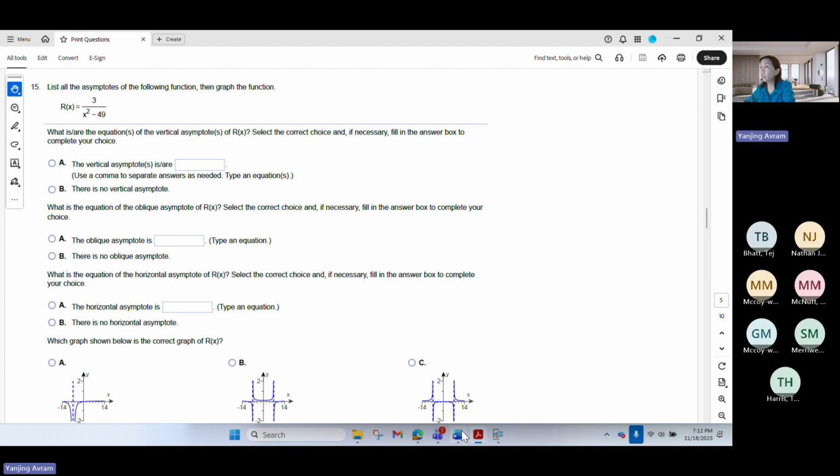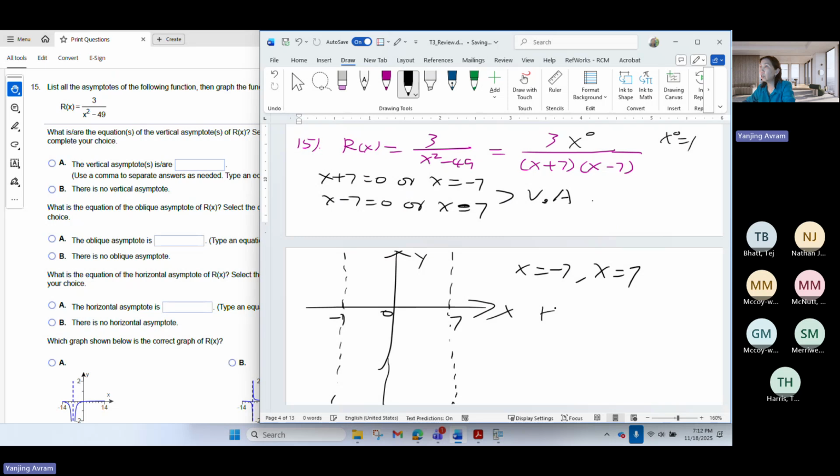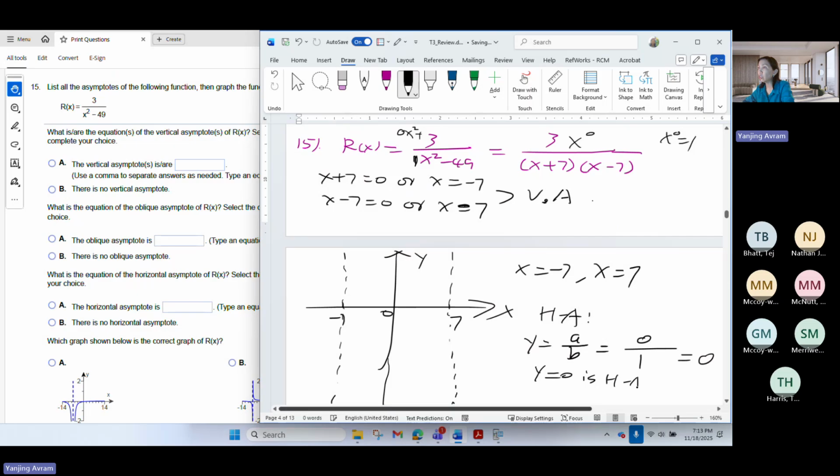So what is a horizontal asymptote? The horizontal asymptote here will be y equal to a over b, and a and b have to be the same degree. I don't have an x squared in the numerator, so I can add a 0 x squared to make it the same degree. So my horizontal asymptote will be 0 over 1. This is 1 x squared, right? And 0 over 1 is 0. So y equal to 0 is the horizontal asymptote.